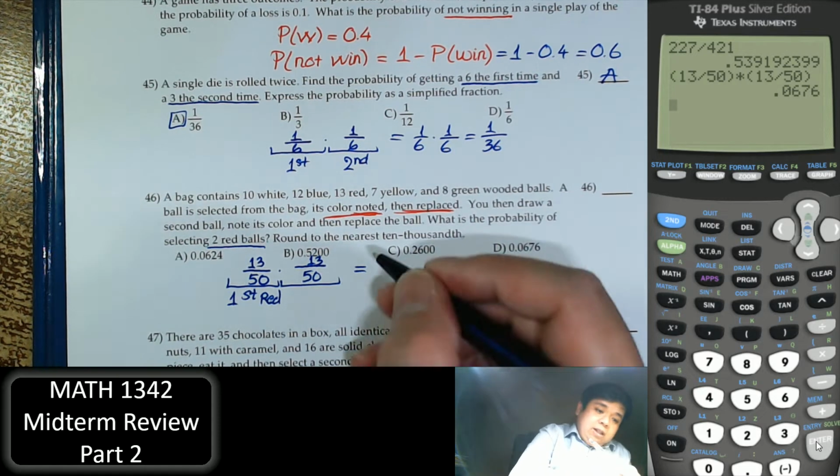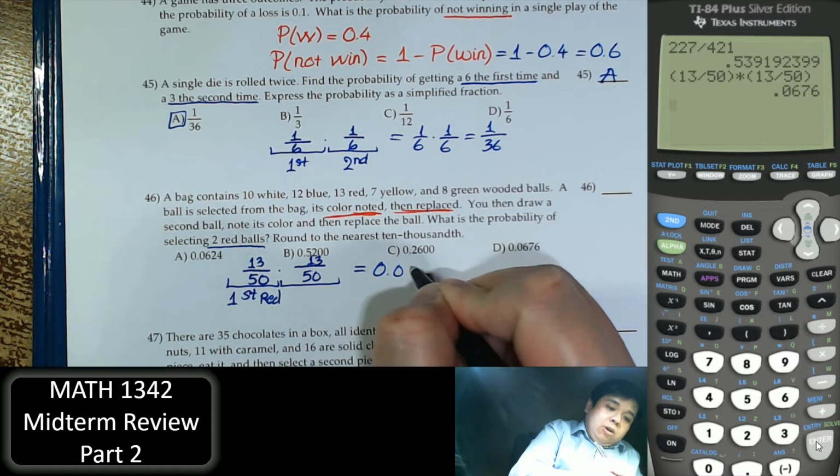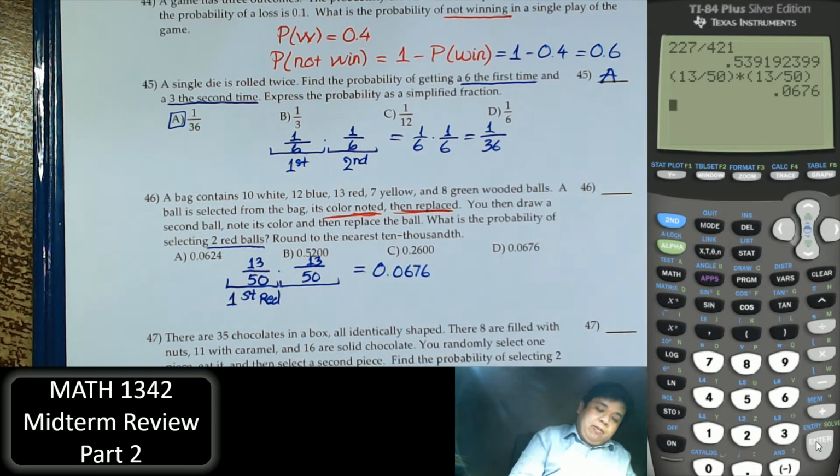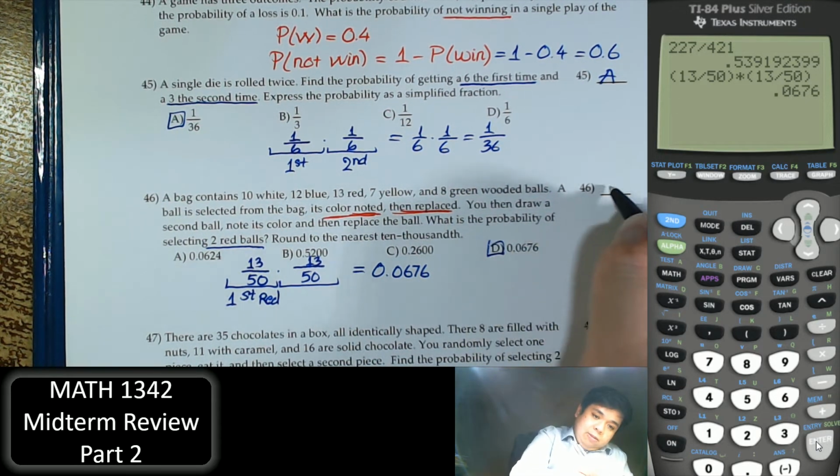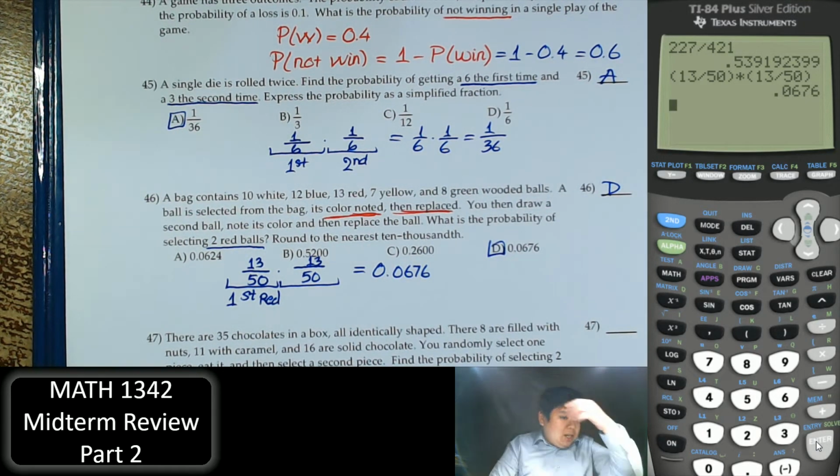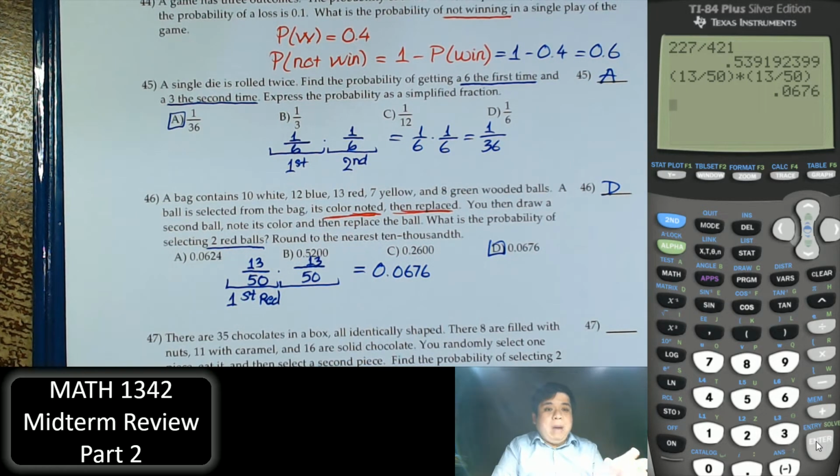And we have 0.0676. Notice that in this one we only note the color and put it back, we do not remove it. The next one is different.